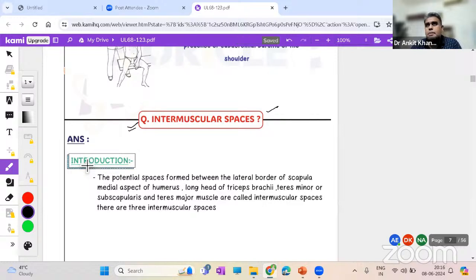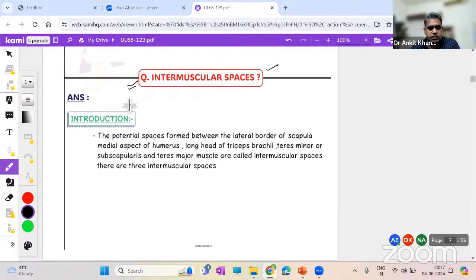Suppose you have to reach, say, the radial nerve, and you have opened the shoulder. The radial nerve won't itself come out and say, okay, I'm the radial nerve, here I am. You have to search for it, so you have to look between the muscles to find where exactly the radial nerve is. I just gave an example; it could be searching for any nerve or vessel. So here, the intermuscular spaces, they are saying, are the spaces between the scapula and the medial aspect of the humerus.